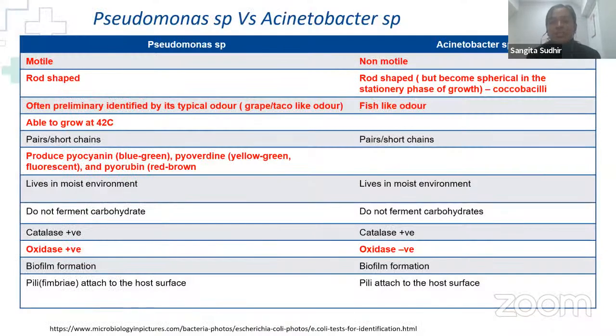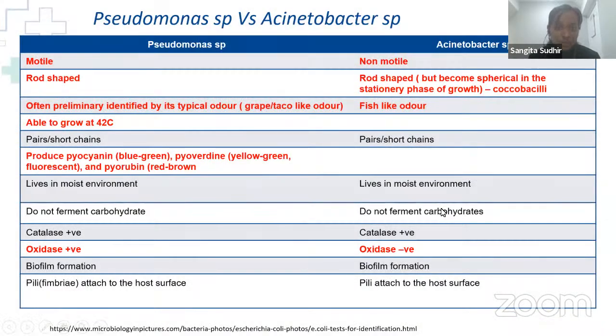Now, these are some of the differences. Pseudomonas is motile, whereas Acinetobacter is non-motile. Pseudomonas is rod-shaped, whereas this one resembles cocobacilli. Pseudomonas has a typical odor, and some literature says Acinetobacter has a fish-like odor. Both of them appear in pairs or short chains. Pseudomonas has a typical pigment which gives it a color. They both live in a moist environment.